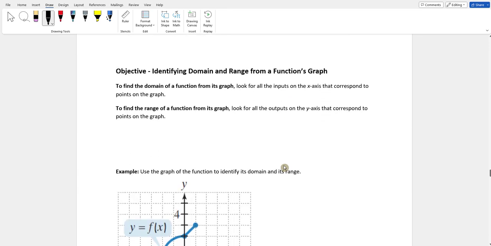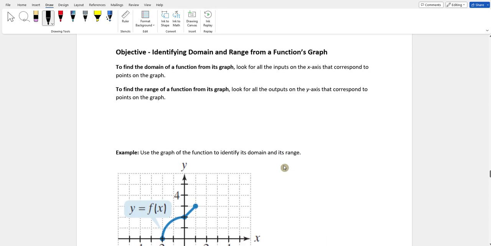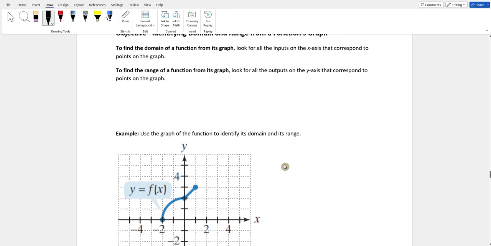The next part talks about how to identify the domain and range from a graph. To find the domain of a function from the graph, we look at all the inputs on the x-axis that correspond to points on the graph. And to find the range, we look at all the outputs, and that will be on the y-axis, that correspond to the points on the graph.